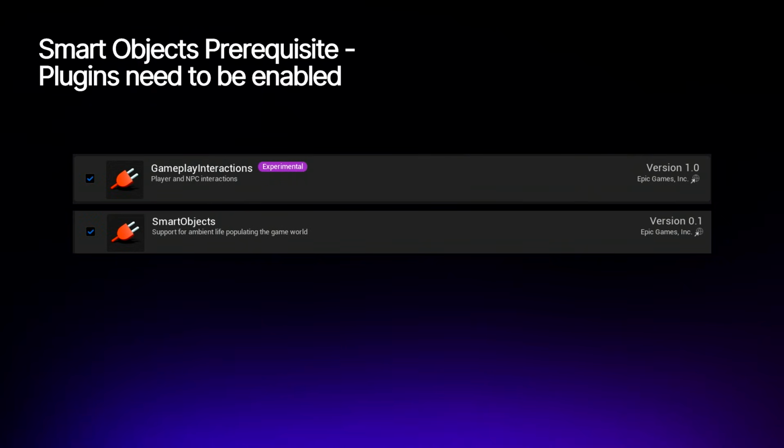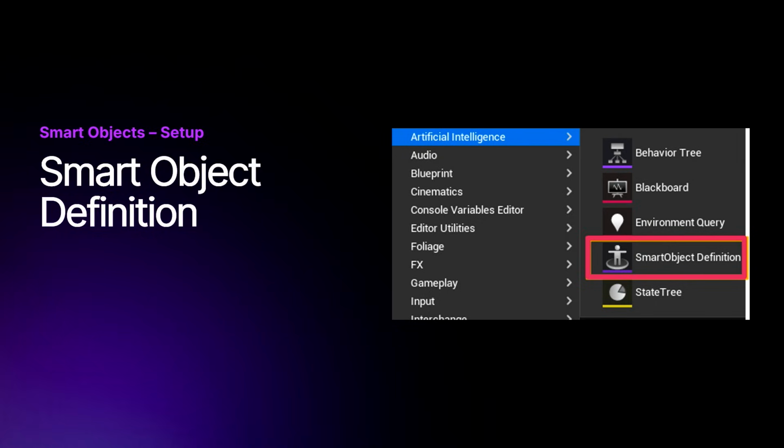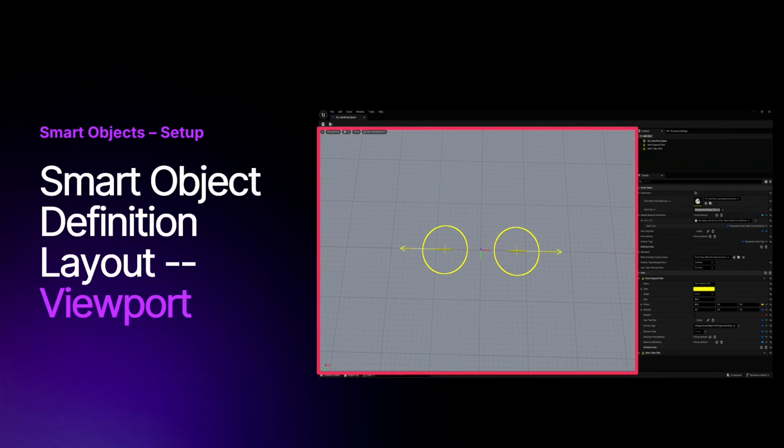First things first, you will need to enable the required plugins, which are gameplay interactions and smart objects. Then we will need to set up something called a smart object definition. A smart object definition is a data asset that contains the immutable data shared between multiple smart object runtime instances. It's under the category of artificial intelligence. After you create and open it, you will see a layout like this. Like Blueprint, it has a viewport. It visualizes what you have built in there.